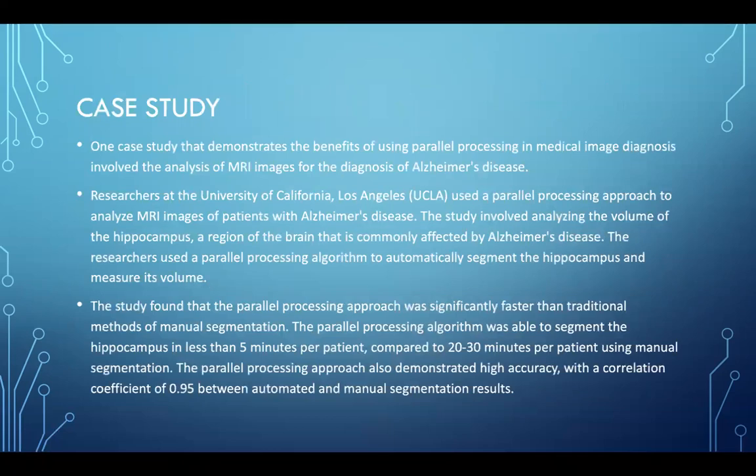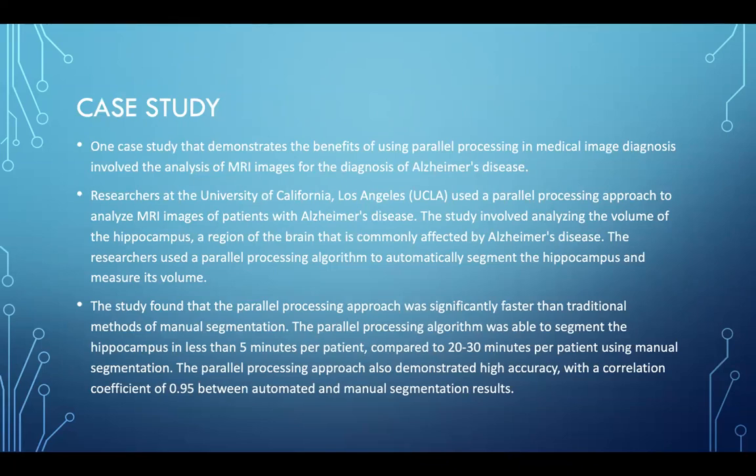One case study that demonstrates the benefits of using parallel processing in medical image diagnosis involved the analysis of MRI images for the diagnosis of Alzheimer's disease. Researchers at the University of California, Los Angeles, UCLA, used a parallel processing approach to analyze MRI images of patients with Alzheimer's disease. The study involved analyzing the volume of the hippocampus, a region of the brain that is commonly affected by Alzheimer's disease. The researchers used a parallel processing algorithm to automatically segment the hippocampus and measure its volume.